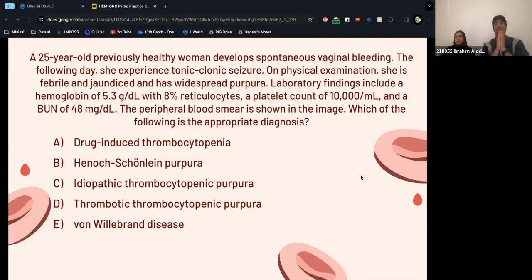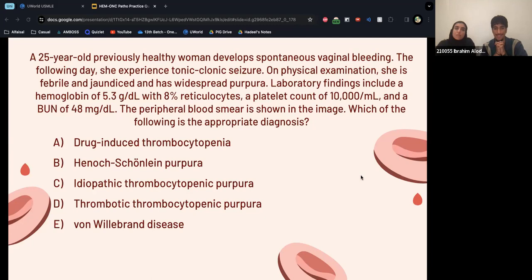Okay, a 25-year-old. Wait, everyone gets ITP, right? Okay. A 25-year-old previously healthy woman develops spontaneous vaginal bleeding, and the following day she experiences a tonic-clonic seizure. On physical exam, she is febrile and jaundiced and has widespread purpura. Laboratory findings include a hemoglobin of 5.3 with 8% reticulocytes, a platelet count of 10,000, and a blood urea nitrogen of 48. The peripheral blood smear is shown in the image.